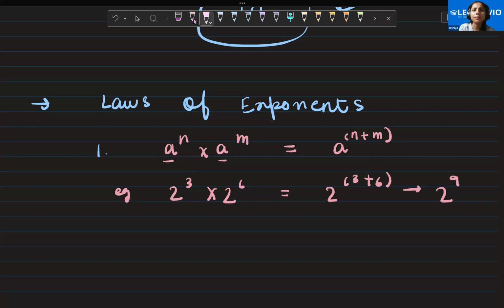Okay, got it. So it's only applicable when it's multiplication and the bases are the same.